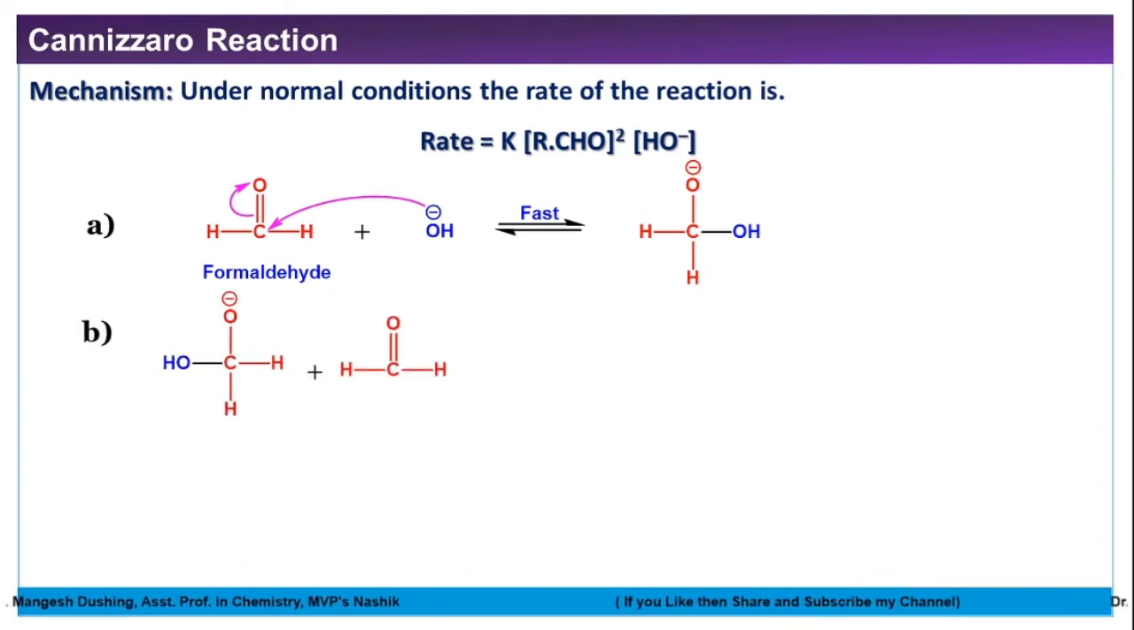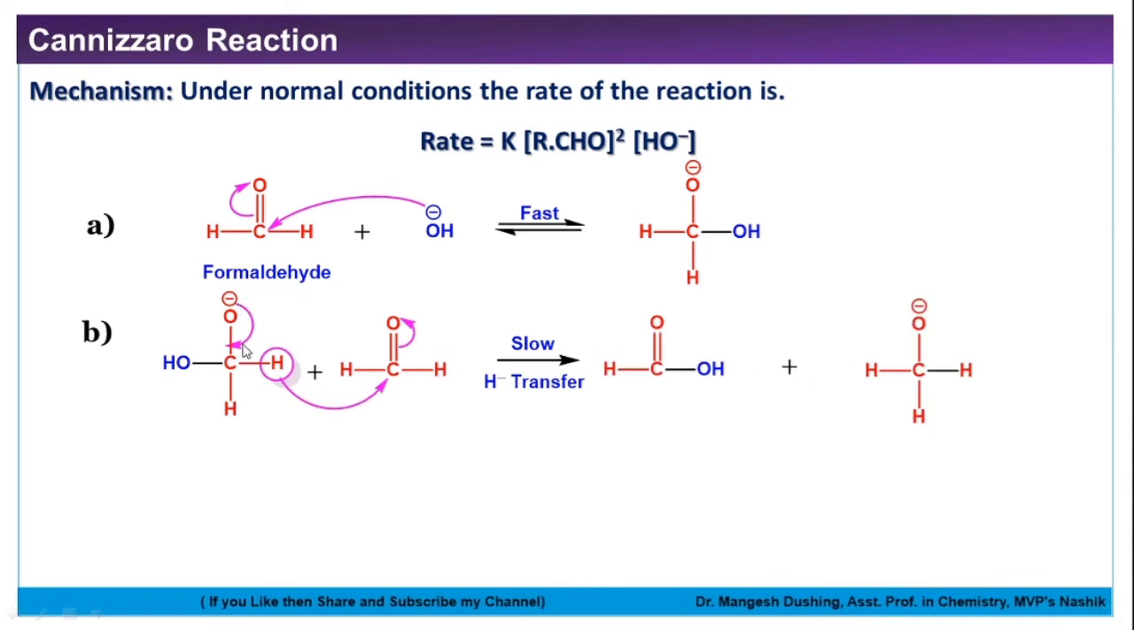Second step is a slow step. So in this case, what will happen? O minus comes inside again, and one of the hydrogens, taking its sigma electrons, attacks the carbonyl carbon of the next molecule, and then this pi bond will break and O minus will form. This is a slow step. This is called hydride transfer. Hydride transfer means a hydrogen with its sigma electrons transfers from one carbon to another carbon.